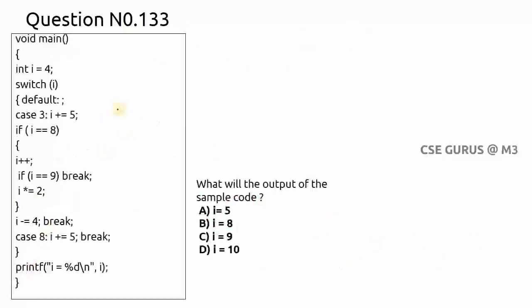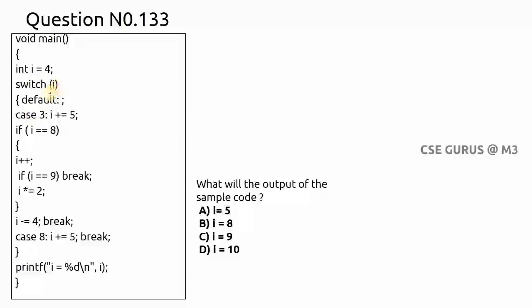Coming to question number 133. This is a question with respect to the switch case. I have taken i equals to 4, switch of 4, the i value is 4. See, of course in general we write the default at the end of the switch, but I have written it here at the beginning. So we'll see how it will execute. Here the execution manner will be like this, switch of 4.